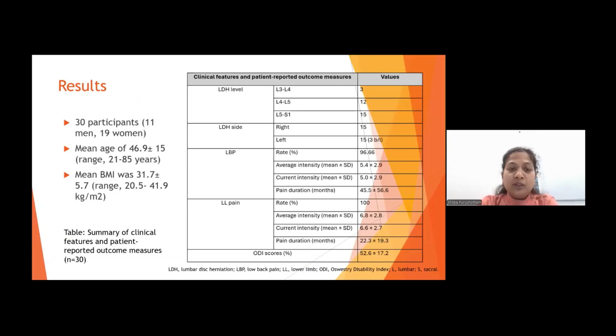So moving on to results, we had a total of 30 participants, 11 men and 19 women. Pain intensity, lower limb pain, and the perceived disability as well.